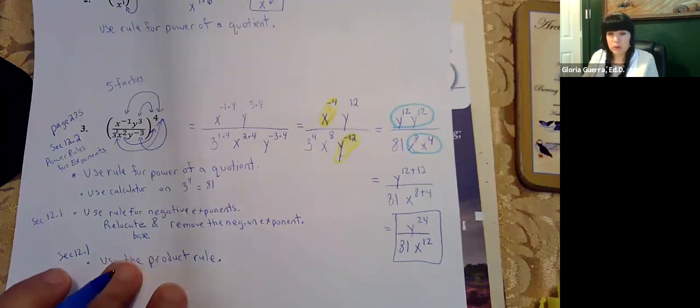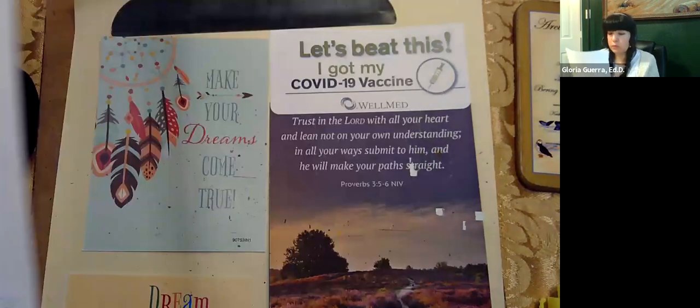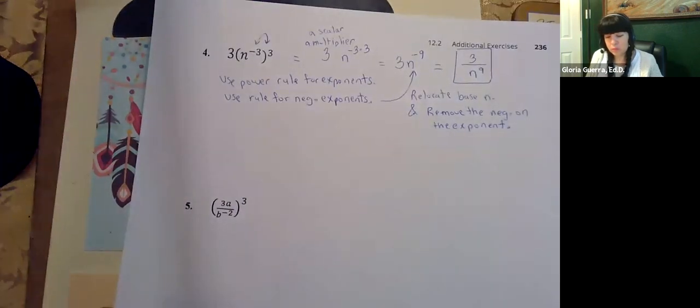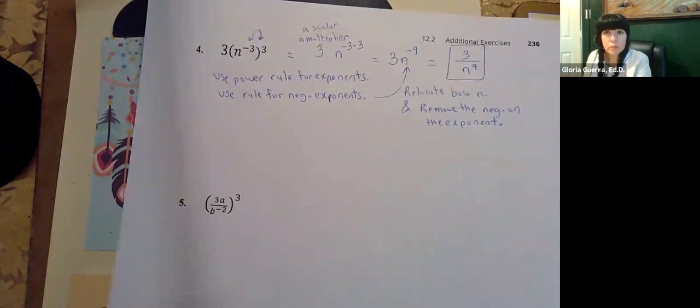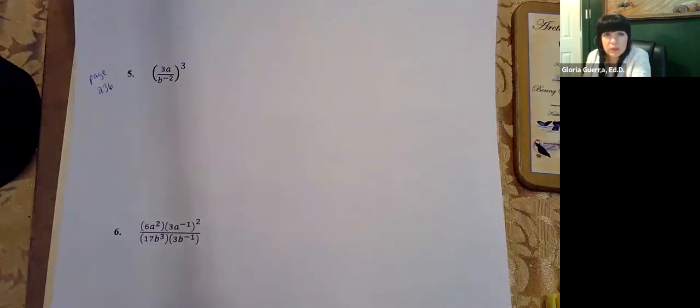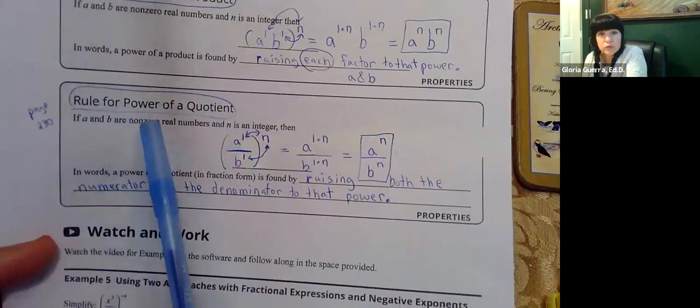All right. Now let's go to page 236. Okay, so these are the remaining problems on page 236. Again, if you look at number 5, there we are using the rule for power of a quotient.